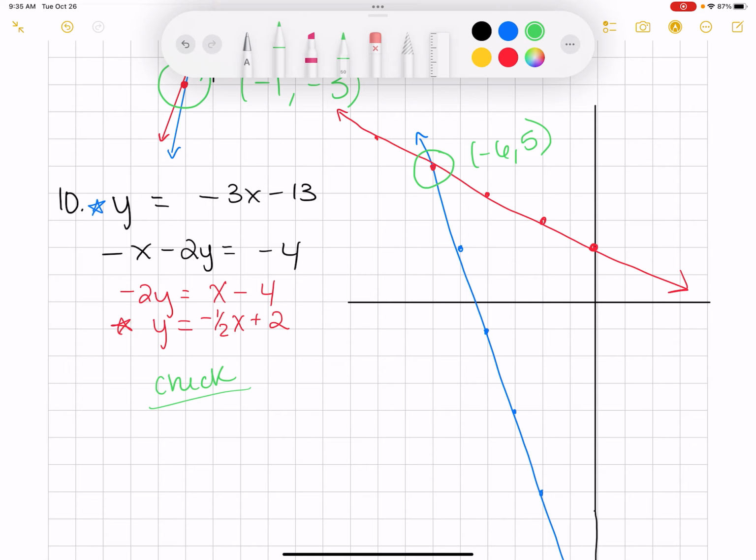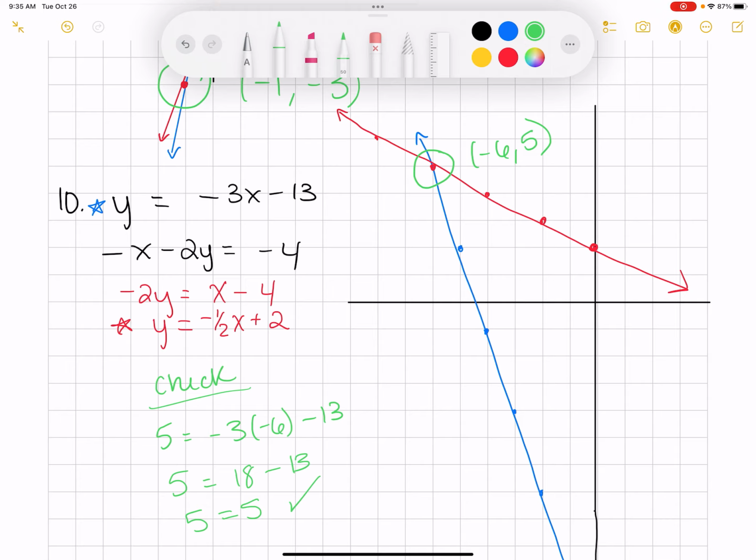So I'm going to plug it into the top one. So 5 is equal to negative 3 times negative 6 minus 13. So 5 is equal to negative 3 times negative 6, which is positive 18, minus 13. 5 equals 5, so that shows that it works.